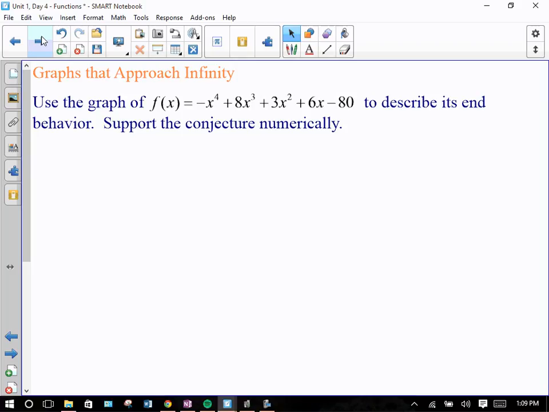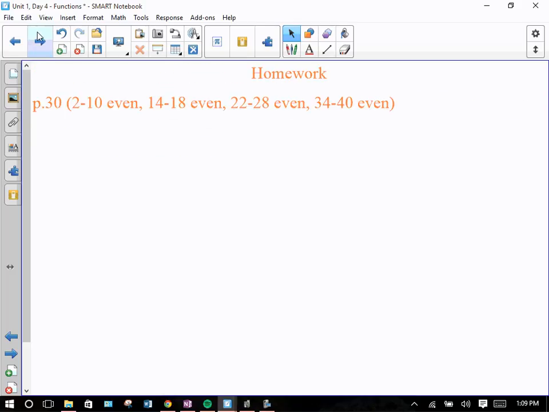So, what we're going to do first is use the graph of f of x equals negative x to the fourth plus 8x cubed plus 3x squared plus 6x minus 80 to describe its end behavior. Support the conjecture numerically. Alright? So, the first thing that I want to do real quick is double check something here.